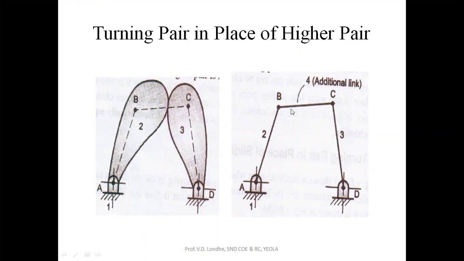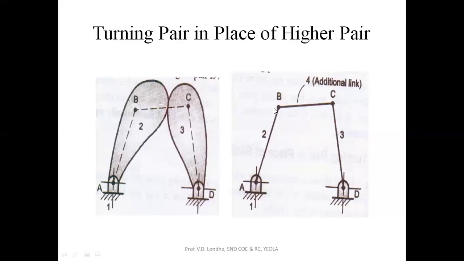Now here, if you see, one additional link is added, and here a turning pair is introduced at this point B and at this point C. So both of these links will have this intermediate link. So both of these links 2 and 3 will have oscillating motion. There will be no rotary motion. So here the higher pair, which is shown here, will now be replaced by turning pairs. Means by adding one additional link to this part, two turning pairs are introduced, so that the higher pair is replaced by the lower pair.